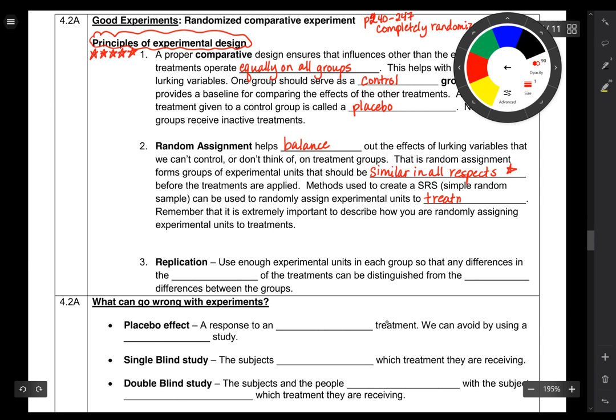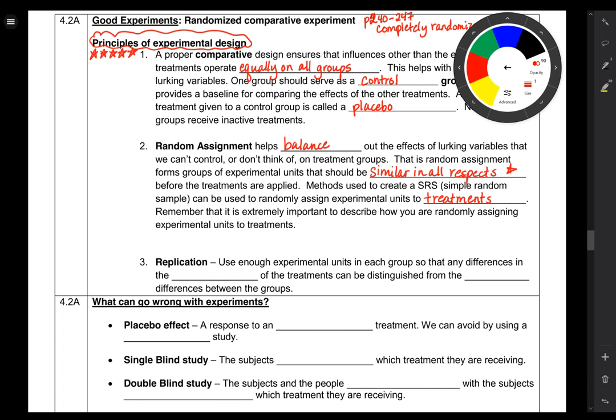So, what I mentioned with experiments, you have volunteers. Even though you have volunteers, you're going to then assign those volunteers. You don't let them pick the treatment they're getting. So that is a good principle of experimental design, to make sure that they're assigned randomly.